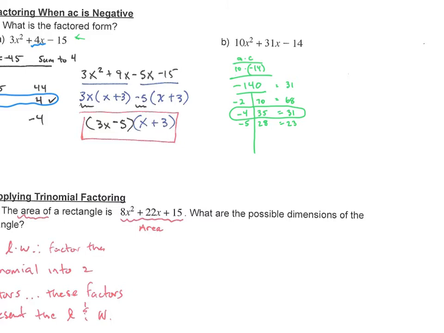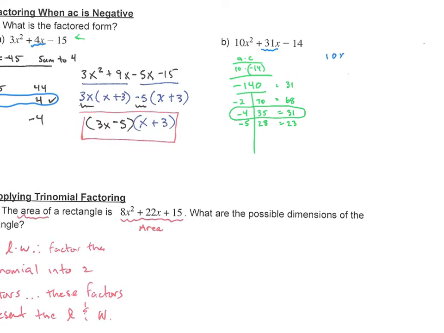Well, I've thrown in a couple of factors there: negative 2 times 70, negative 4 times 35, and negative 5 times 38. I was able to find that negative 4 times 35 is negative 140, and the factors also add to a positive 31. So I want to separate 31x into negative 4x and a positive 35x.